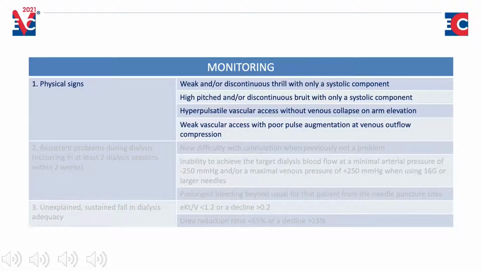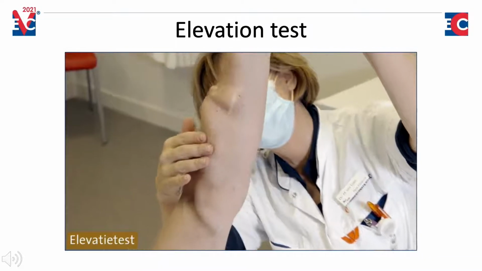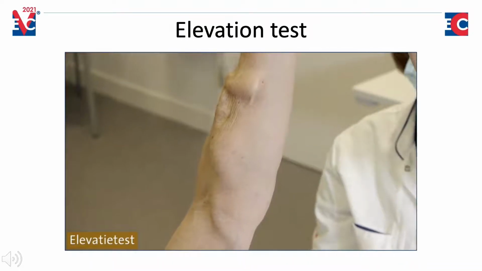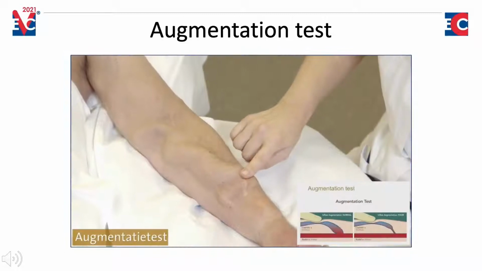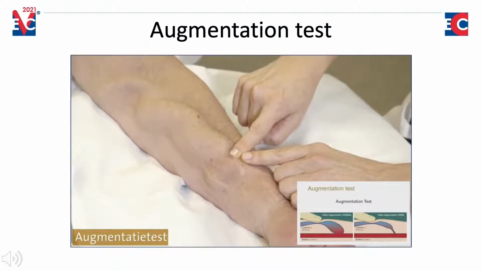The bruit of a normal vascular access sounds like this. In contrast, the bruit of a vascular access with flow dysfunction may sound like this. Here you can see a normal vascular access with venous collapse on arm elevation. This is an example of a vascular access with normal pulse augmentation at venous outflow compression.